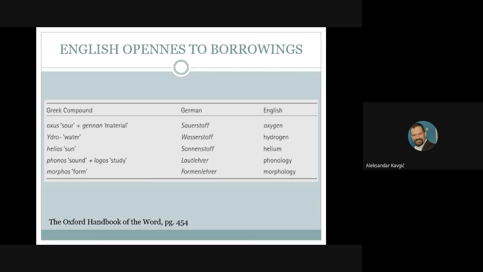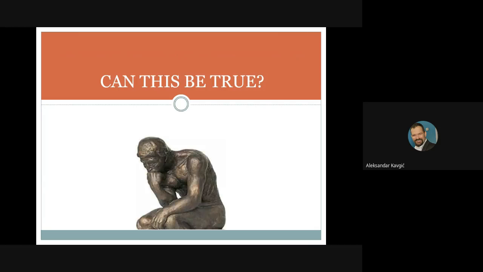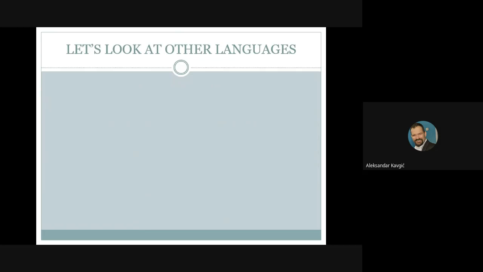You know, Greek compound oxus plus glenan, sour material, Sauerstoff. In English, it's simply oxygen from Greek. Helios, helium. So it was unlike German. But can this really be true? Can lexical borrowings shape the language? You can guess that my and John McWhirter's idea is that it's not true. But in order to prove that it's not true, let's look at other languages.